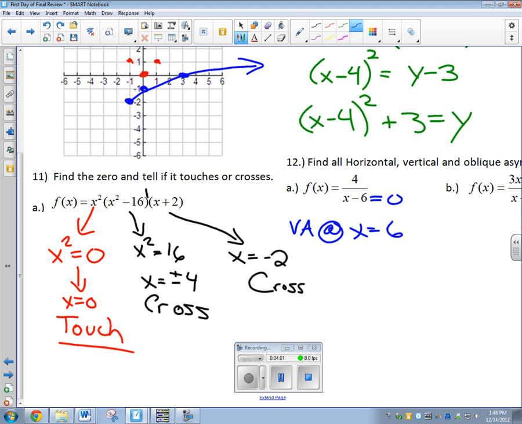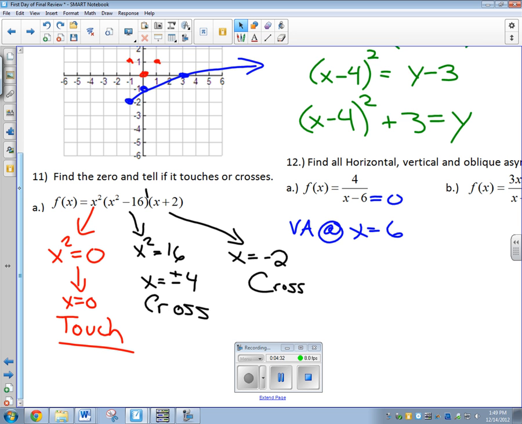The next one is talking about horizontal or oblique. Remember, that's when we had the chart up on the board for a long time. I'll quickly go through it. If your degree is less on top than the bottom, like let's say it's 1 over 3, then it's y equals 0. If your degrees are equal on top and bottom, then we looked at leading coefficients. And if it was greater, by 1, so let's say it was 3 over 2, then it was an oblique asymptote, and we had to do division, either synthetic or long division. I'll give you the chart. You'll remember how to do it once we get better at it.